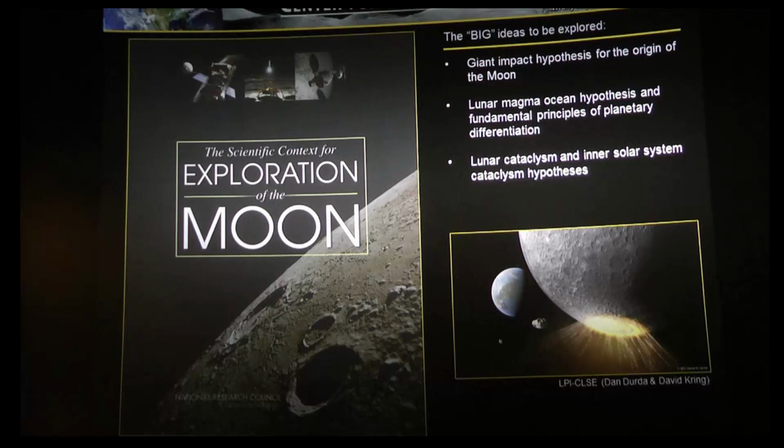That then brings us to the third big idea that emerged from the Apollo program, and that is the idea of a lunar cataclysm. And what my group has subsequently shown is in fact an inner solar system cataclysm. That is, the surface of the moon was intensely bombarded, as were all of the terrestrial planetary surfaces in the inner solar system.